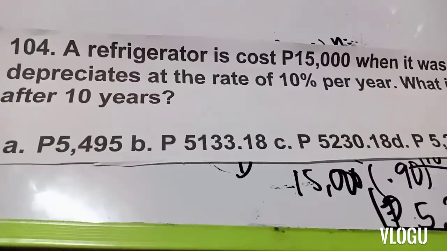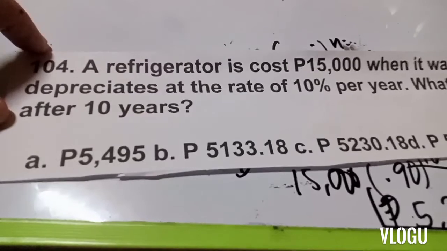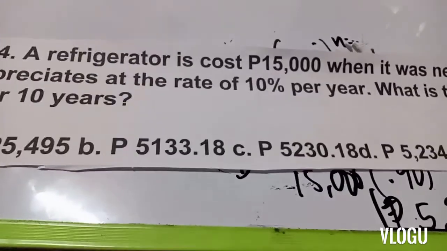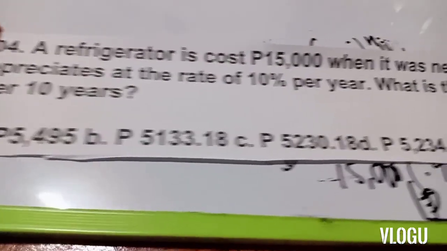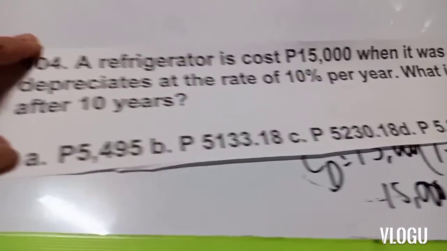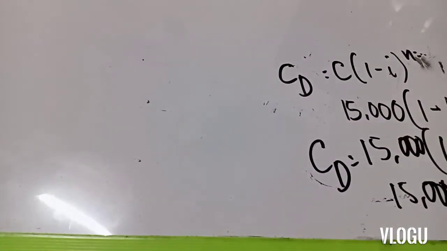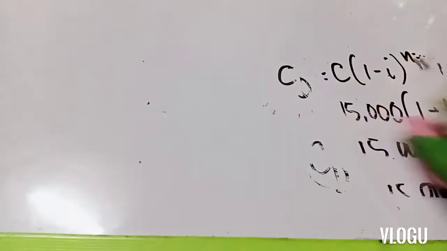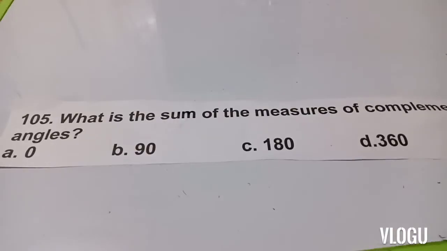So this is our given: a refrigerator cost 15,000 when it was new, and it depreciates at the rate of 10% per year. What was the value after 10 years? Okay, let's erase this one and continue to 105.